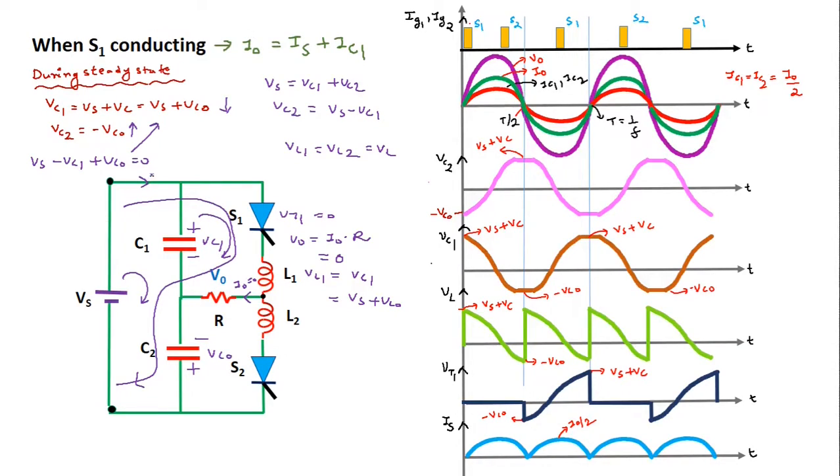Now when this S1 SCR goes into the on condition, here from the source we are getting source current. The current which is flowing through the S1 SCR is taken as IT1, the current through the load is I0, and current through the C1 capacitor is taken as IC1. So when we apply KCL at this node, what we will get? We will get thyristor 1 or SCR1 current is equal to source current plus capacitor 1 current IC1.